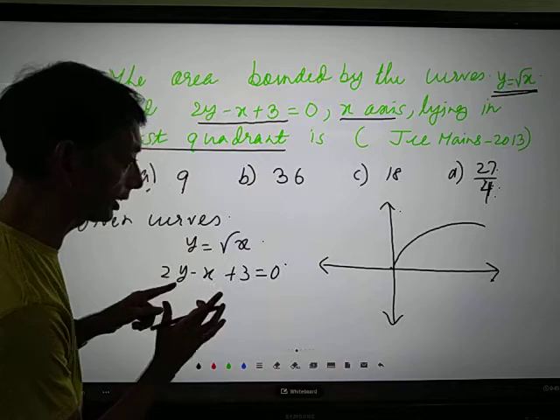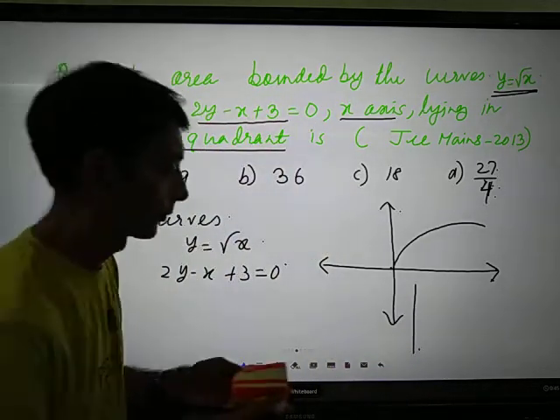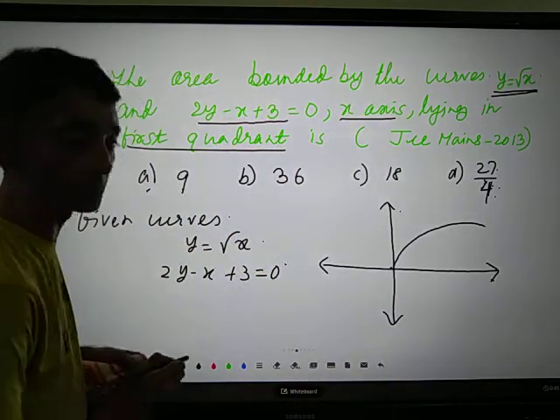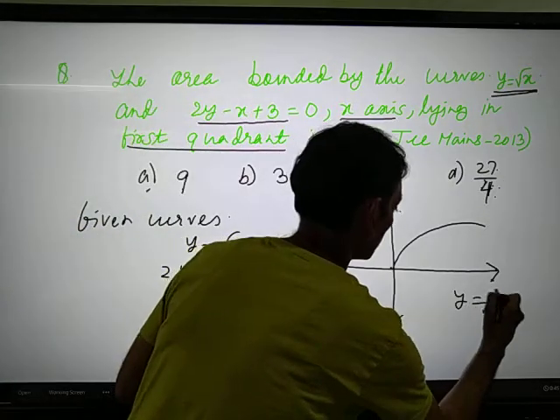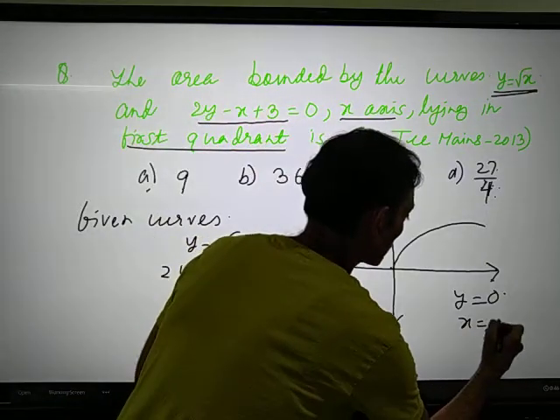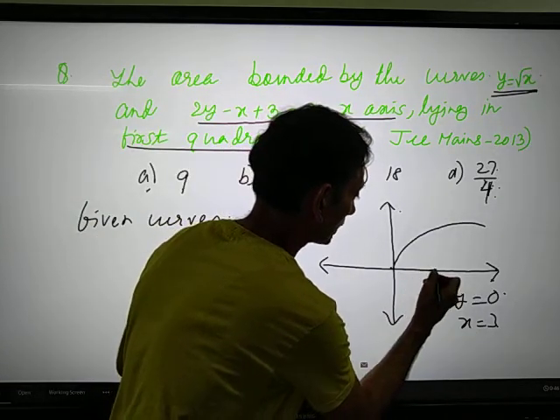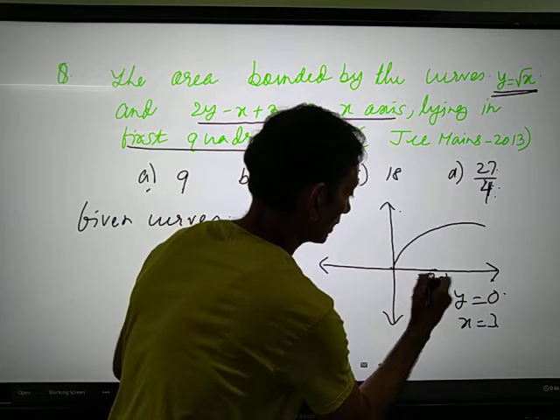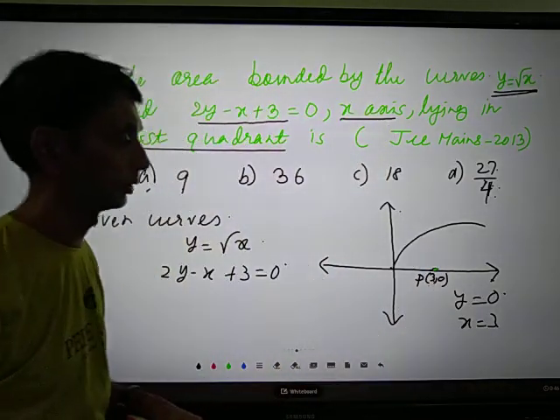And to draw the line, you can just do the rough work. If we consider y equal to 0, then minus x plus 3, that means x equal to 3. So you got a point, that is 3 comma 0. Say this is P, 3 comma 0.